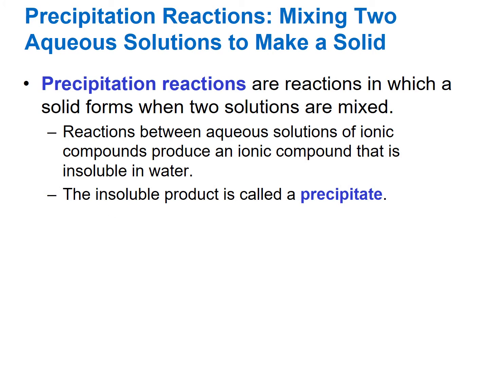So precipitation reactions are reactions in which a solid forms when two solutions are mixed. The insoluble product is then called a precipitate, and it gets noted in a chemical equation with an S. S stands for solid.